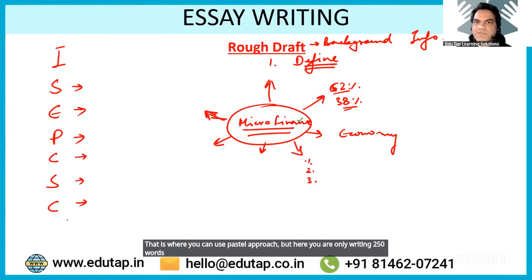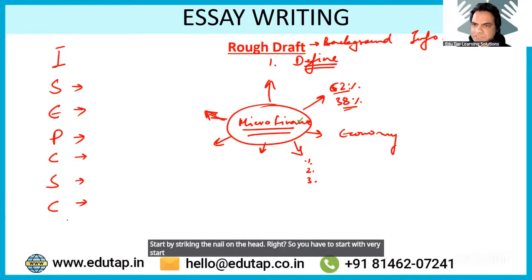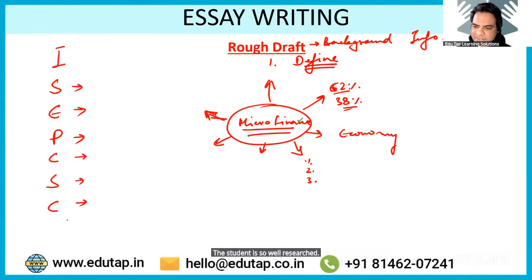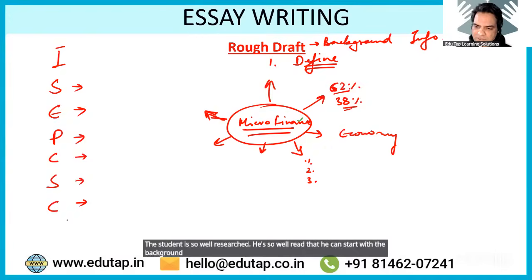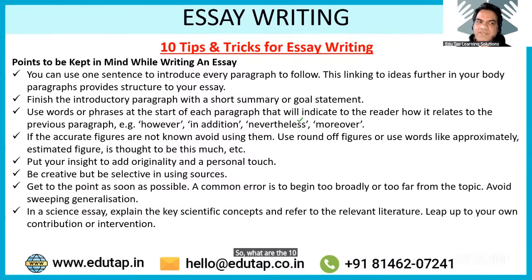So you won't be able to start with a quotation or a background, some anecdote, some proverb, or some story. You have to straight away start by striking the nail on the head, right? You have to start with very startling information, so that the reader is shocked to hear, oh, the student is so well researched, so well read that he can start with the background information. That is how clear he is in his head. And that is what you have to prove to him. So what are the 10 tips and tricks for essay writing, guys?